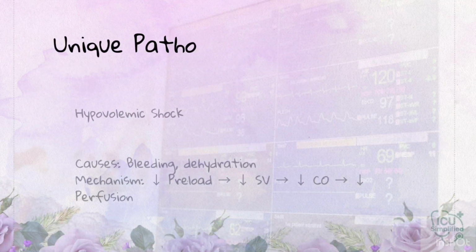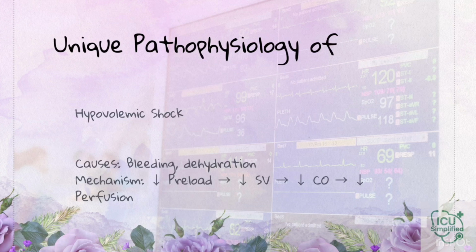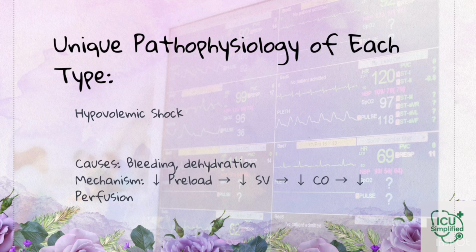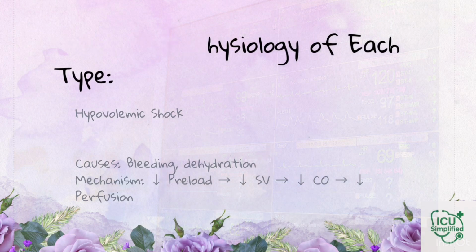So now we'll try to understand the unique pathophysiology of each type of shock. What happens in hypovolemic shock? Hypovolemic shock is because of loss of volume, maybe due to bleeding or dehydration. When there is significant loss of circulating volume, whatever the cause, there is less blood supply to pump, and the tissue perfusion falls sharply. The mechanism is a decrease in preload because the heart doesn't have enough blood to pump, which results in decreased stroke volume, which in turn results in decreased cardiac output and low perfusion.